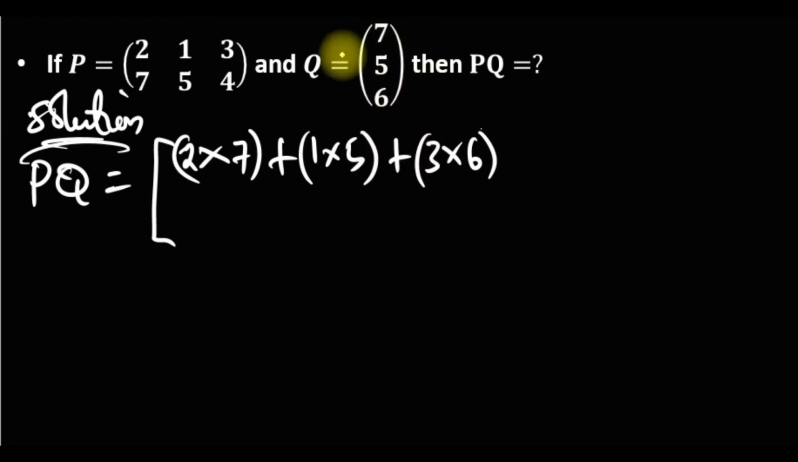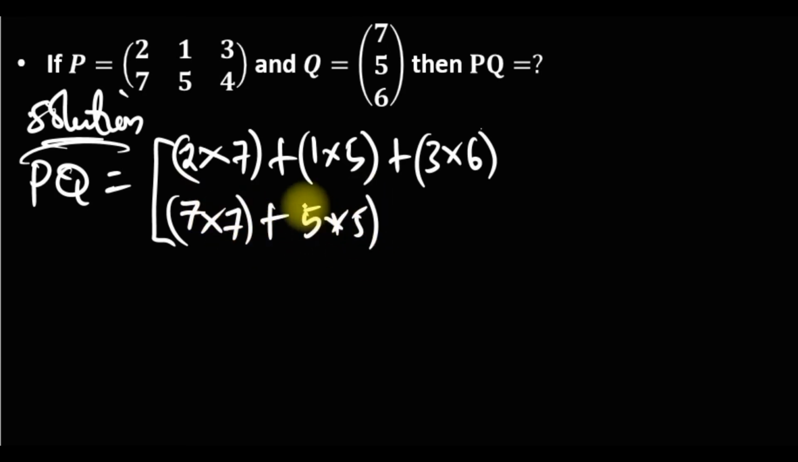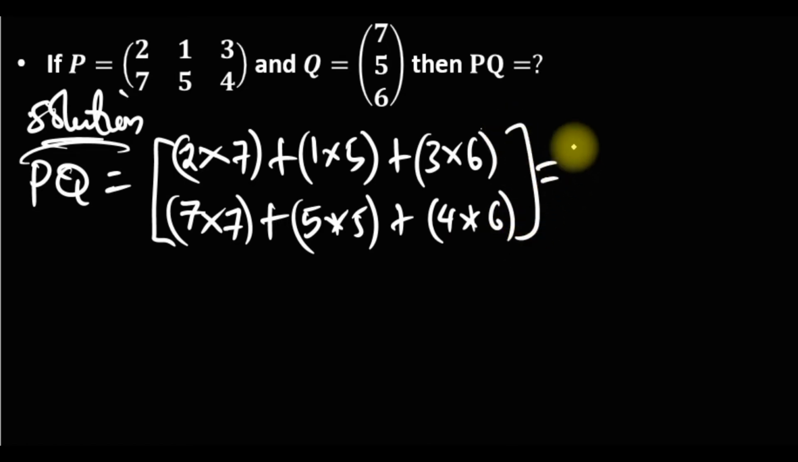If there is another column, we still multiply. So we'll go over the second row. The second row will do the same and multiply. So we have 7 times 7 plus 5 times 5, and finally 4 times 6. As you can see, the matrix that is formed is 2 by 1.